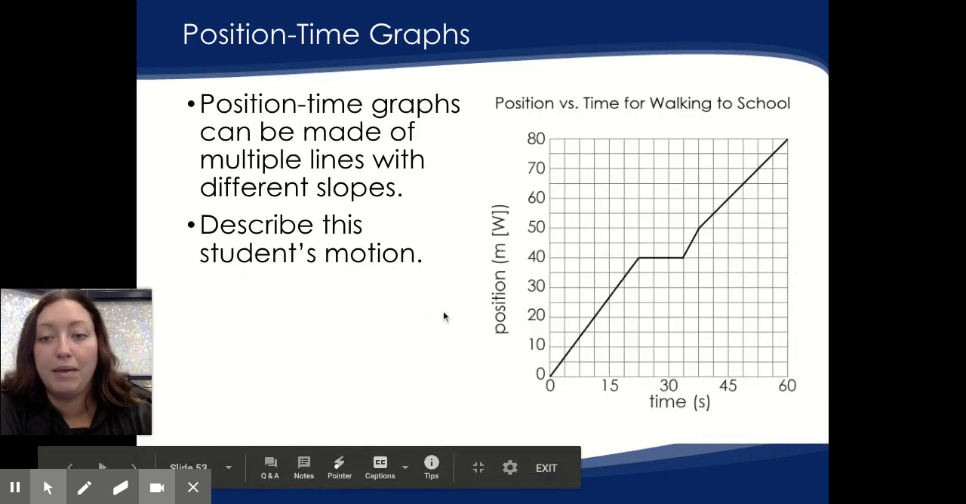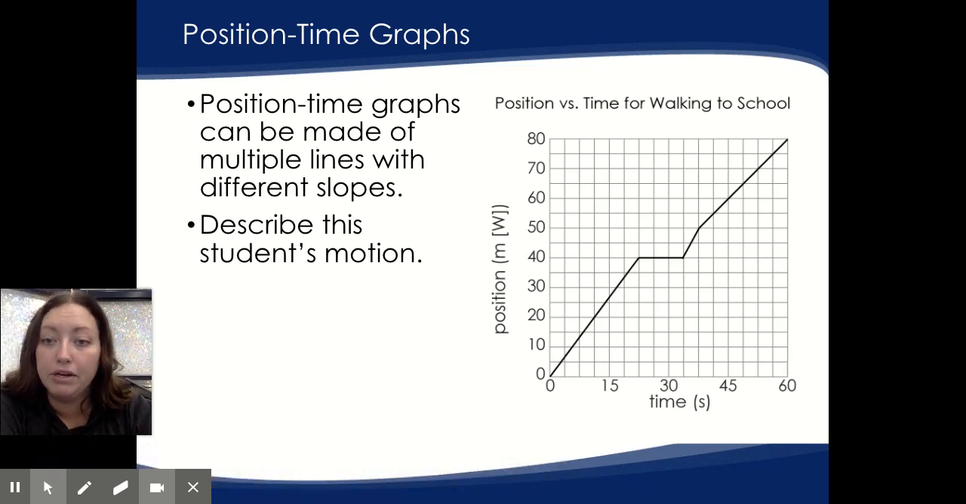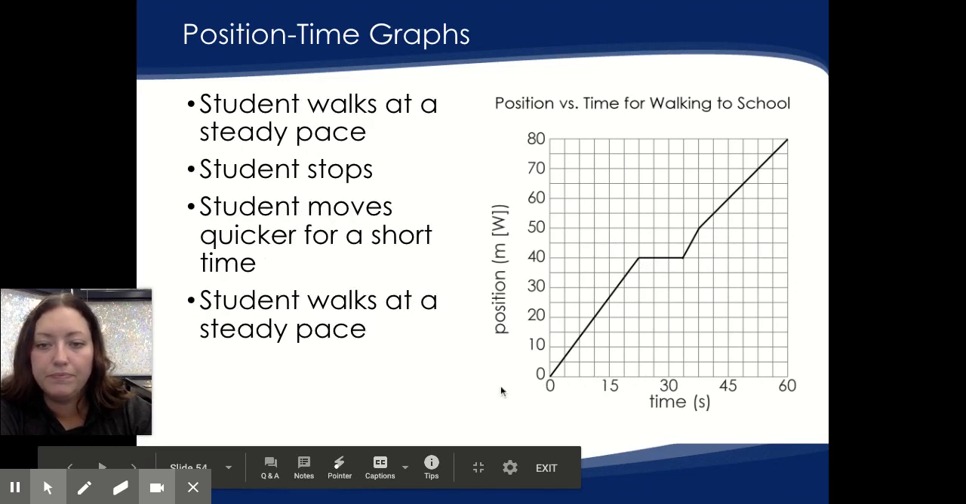Okay, so position time graphs can also describe motion over a time period, and it can indicate stopping and speeding up and turning around. There's a lot of things these graphs can tell you. So if you're looking at the position of this student, he's walking to school, okay? So you can tell that from 0 to 25, for this portion of time, he is walking at a steady pace, okay? So a steady pace, that's where he started out.